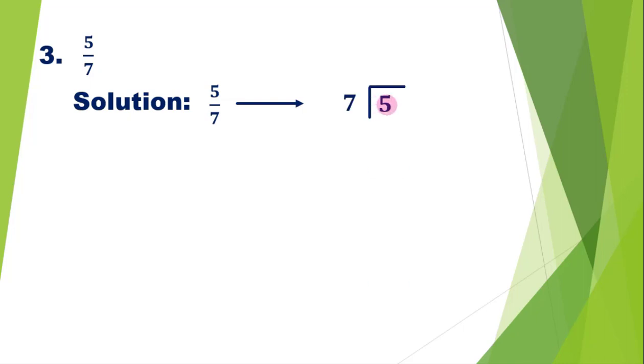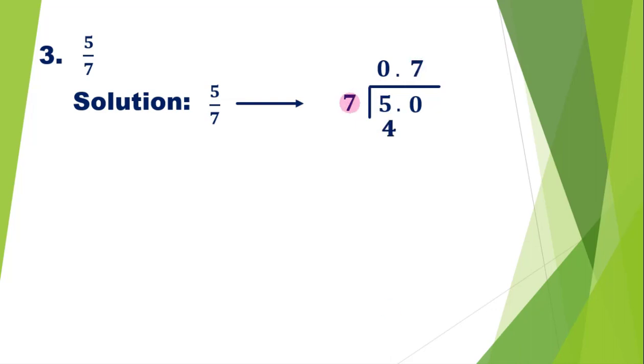Number 3, 5/7. Well, 7 is not a multiple of 10 or any powers of 10. So we need long division here in order to convert 5/7 to a decimal number. So let's have this. We have 5 divided by 7 here. This 5 cannot be divided by 7, so we put a 0. And we have to put a decimal point here. Same as above, then we put another 0 here. So in this case, we have 50.